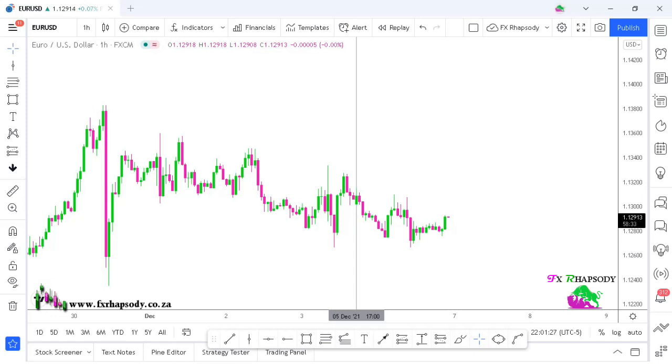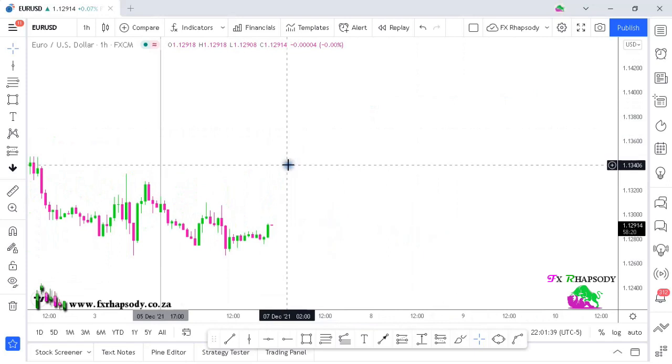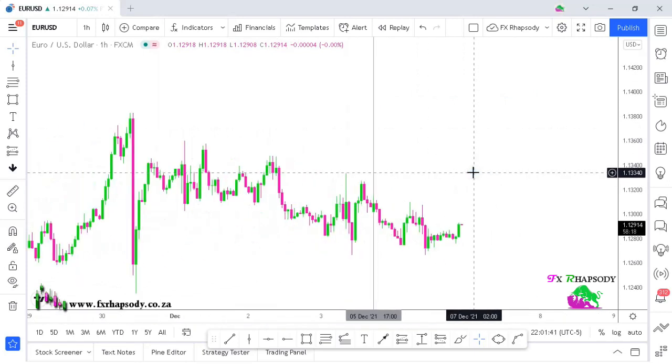So let's get to the charts. Looking at the hourly for the Euro USD dollar for this week so far, you see I've got my little horizontal line in there. This was the start of the week. Just wanted to scroll out a little bit more.